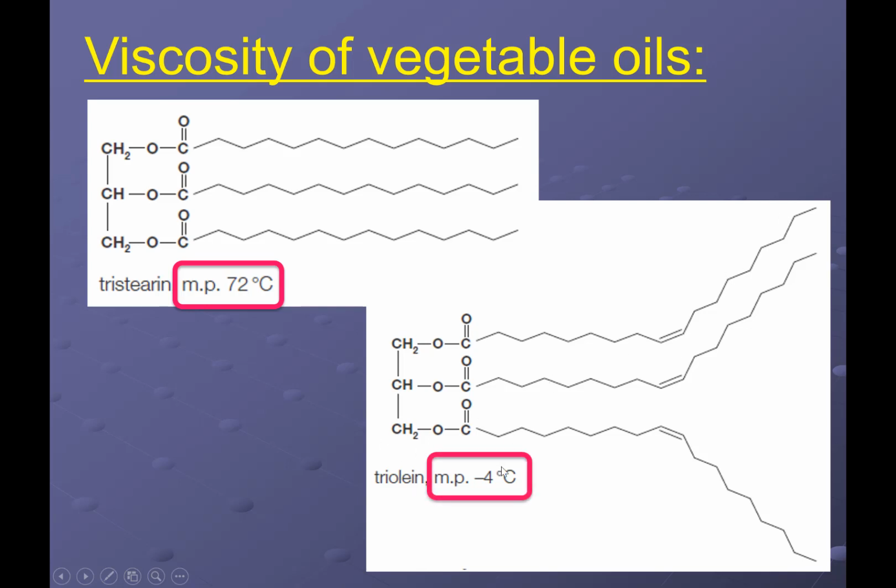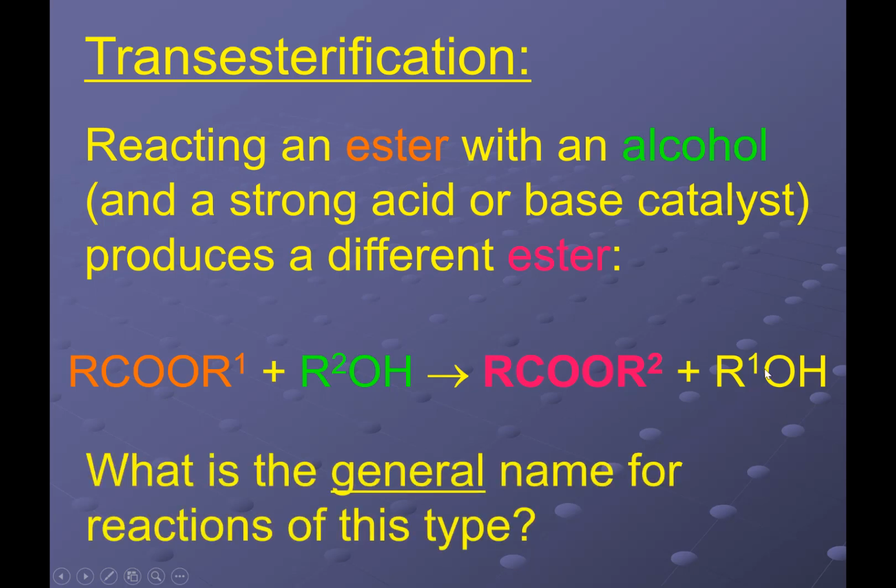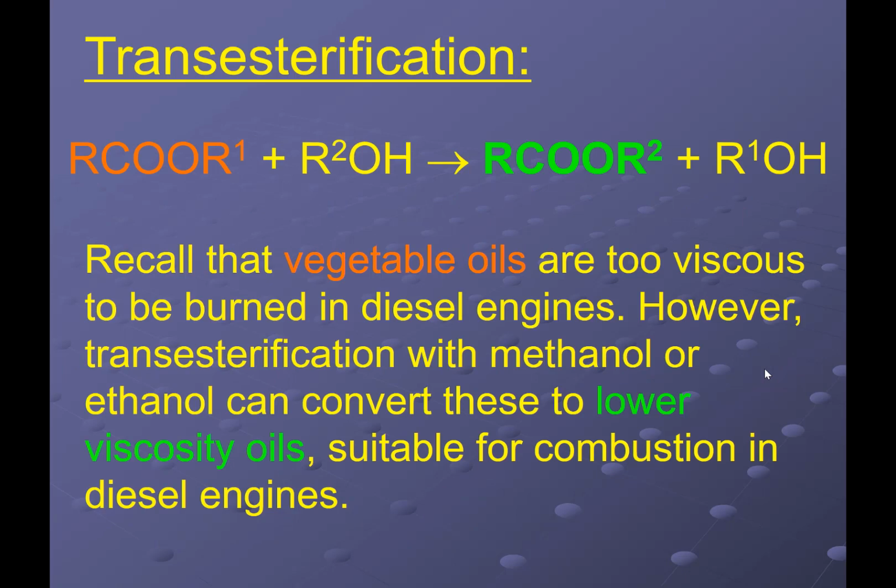So what we can do chemically, if our ester had a problem of being too viscous, is try a process called transesterification. I'm going to react this ester that's too viscous with an alcohol, trading it in for another ester and alcohol. Let's see a picture of how this looks. We're going to convert something with really long chains to something with a shorter chain.